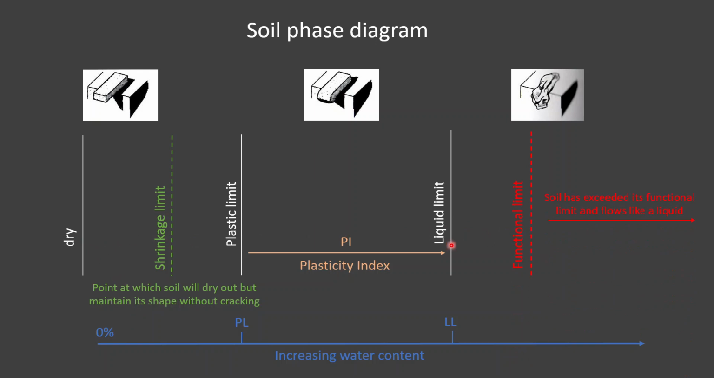On the other end, after you've exceeded the liquid limit and you continue to add moisture, eventually your soil will hit a moisture content somewhere down here on your scale at which it's reached its functional limit. And when moisture exceeds the functional limit, it's basically soup, and there's nothing really useful about soil in that condition.